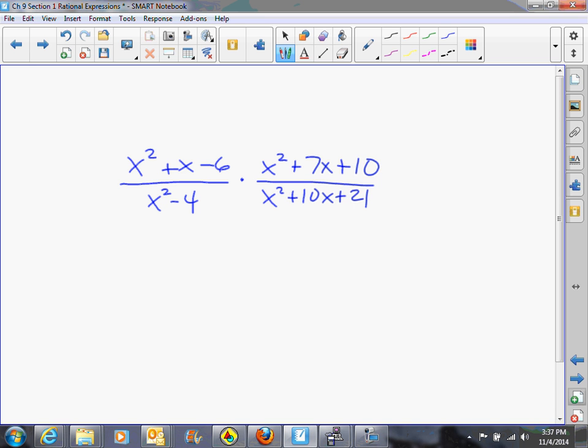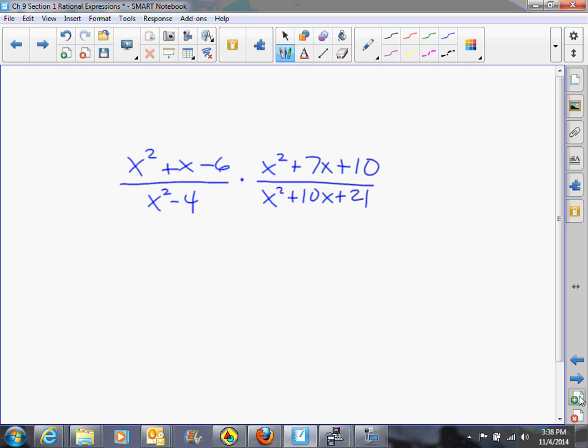Now, we would love to be able to cross cancel, but the factors are not apparent at this particular point. We would first have to factor these numerators and these denominators, and that's exactly what we're going to do. Now, guys, you can't just cancel the x squareds, for example, because x squared is not a factor of any of these numerators or denominators. You have to factor the numerators, you have to factor the denominators, and then cancel the common factors.